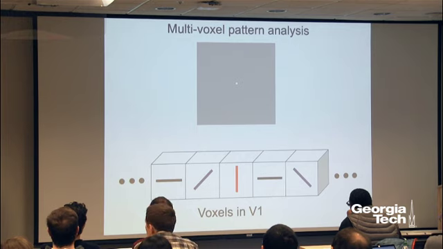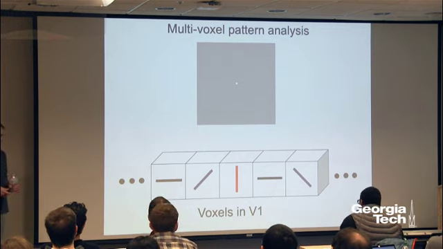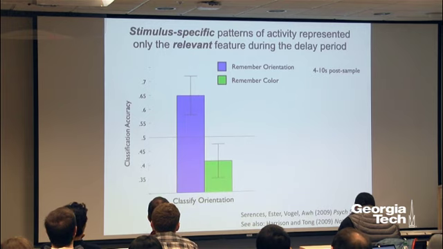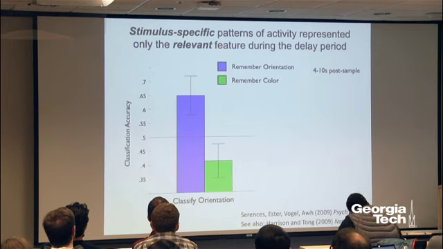Okay, so questions about that, or good so far? Okay, cool. Once we've learned those patterns, we can then guess, based on a novel pattern of activity, what the subject was remembering. So here's the data from this first study, or half the data. This is how well we can classify the orientation of the stimulus, so is it 45 or 135 degrees, when they're told to remember the orientation or when they're told to remember the color.